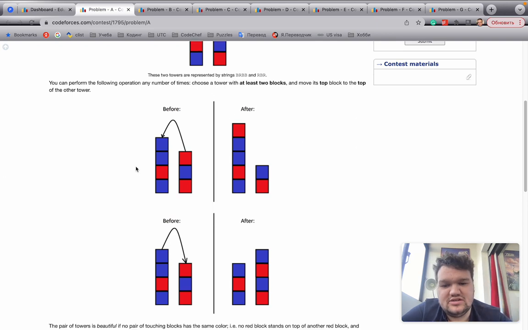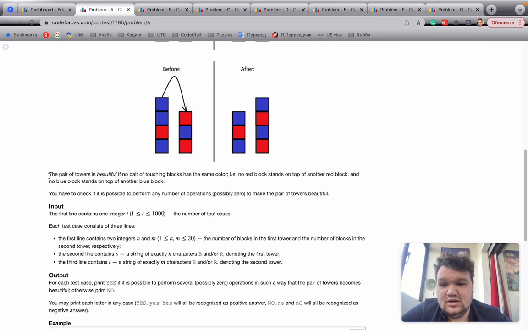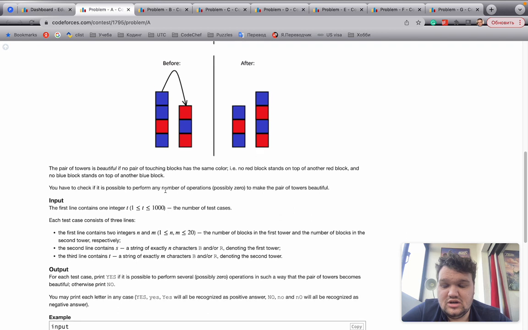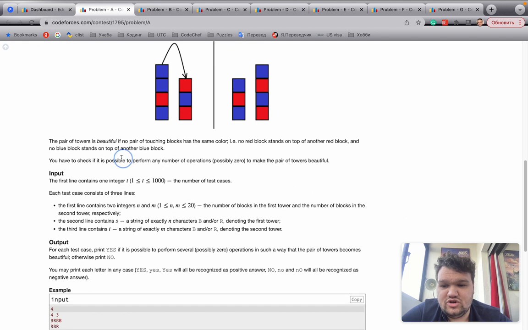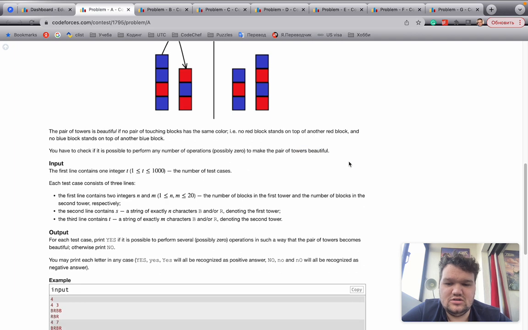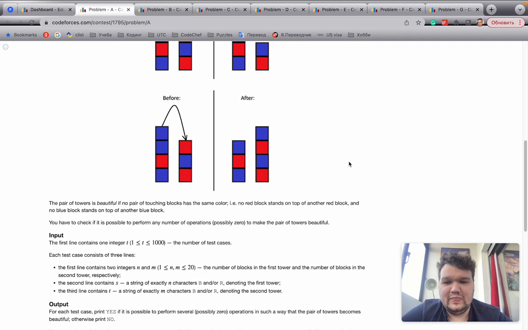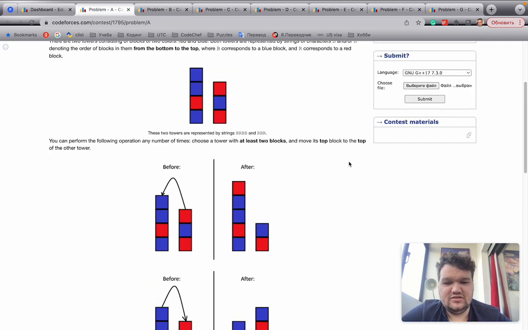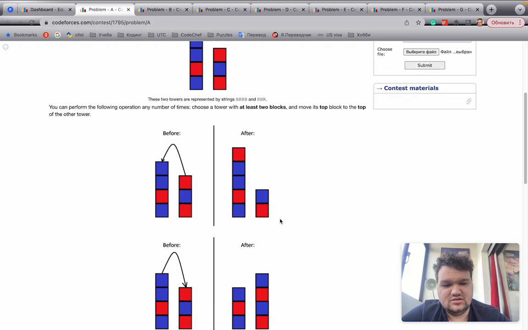The pair of towers is beautiful if no pair of touching blocks has the same color. We have to check if it is possible to perform any number of operations to make them beautiful. Okay, so basically we have two stacks and we can take the topmost element from one stack and pop it from that stack and push it on the other stack.